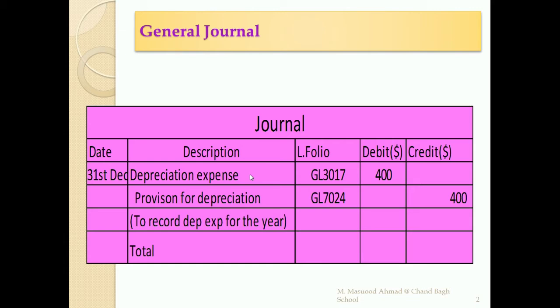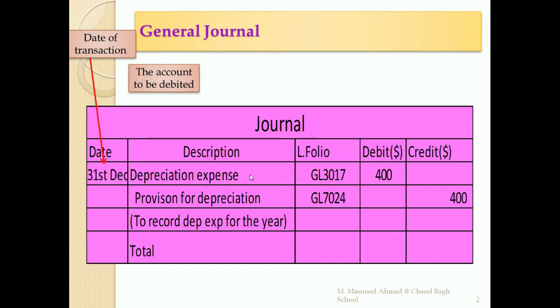So the first column is for date, the other one is for description, then ledger folio. The last two columns, the first one is for the debit amount and the other one is for the credit amount. So the monetary value will be written in the debit and credit columns. In the first column, the date of the transaction is written, like 31st December, and then the account to be debited is written on the first line. So here is the name of that account, that is depreciation account.